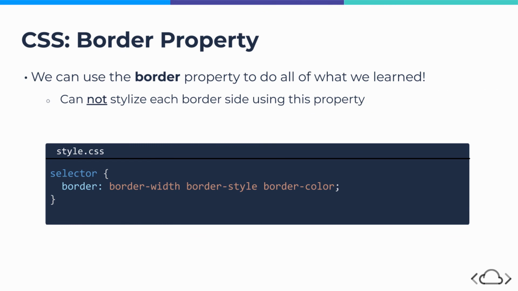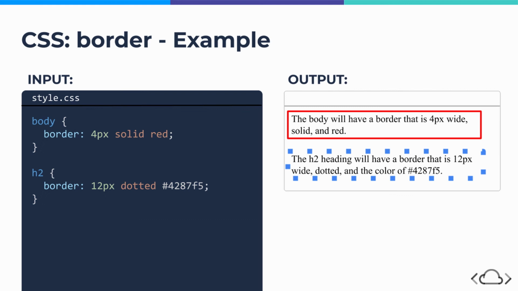It is important to note that we can't use the generic border property to apply all of what we've learned so far. If you want to use the border property, it actually takes the values as you can see in the code below. Border takes the first value as border width, the second value as border style, and the third value as border color. Here's a quick example of it in action. The body container has a border of 4 pixels, solid line, and a red color. The H2 container has a border of 12 pixels, a dotted line, and a shade of blue.